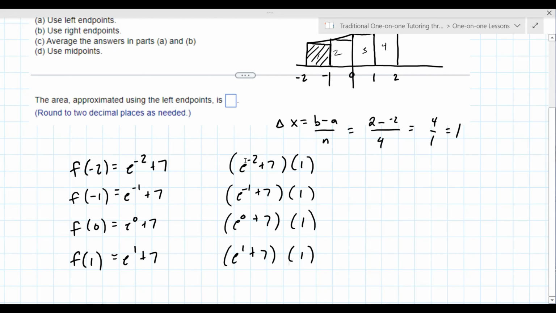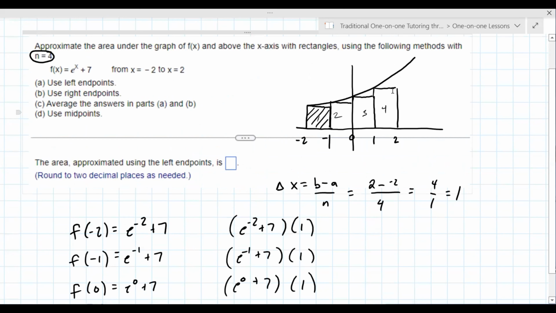So the answer to part A is putting all this into a calculator and getting out the result. Now you might ask, why not do it at 2? Because if you go to 2, it goes a little bit higher. The left endpoints start from the left. That's why I use the left values to do that.